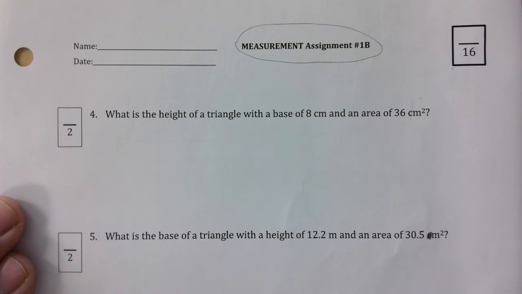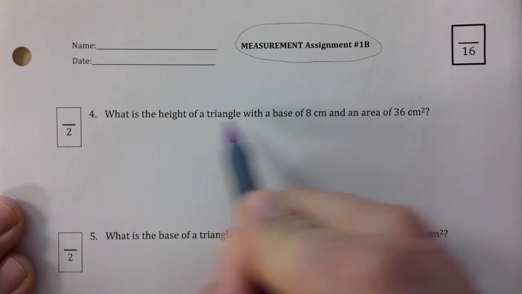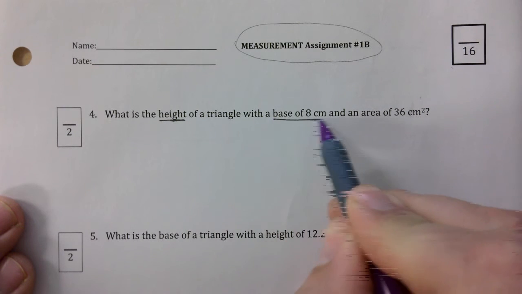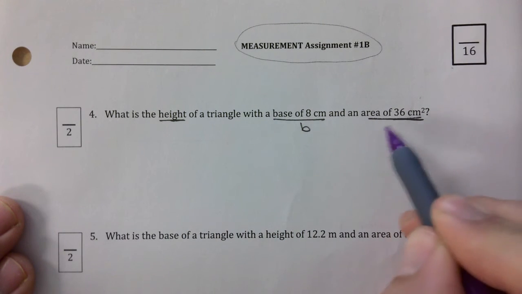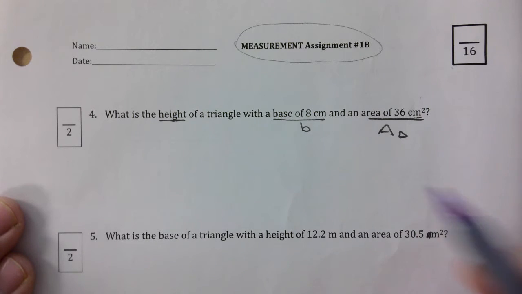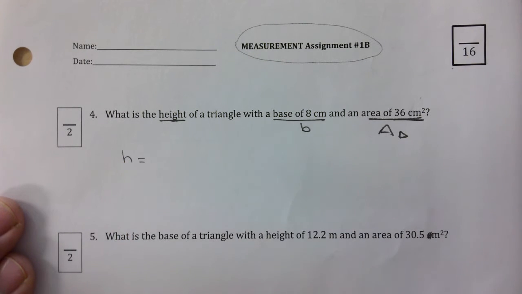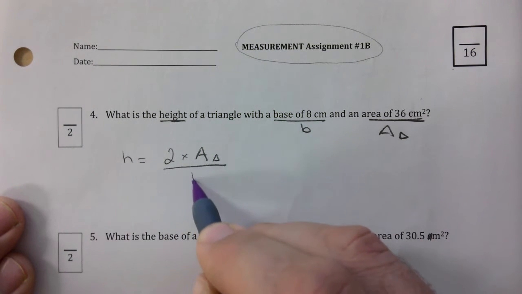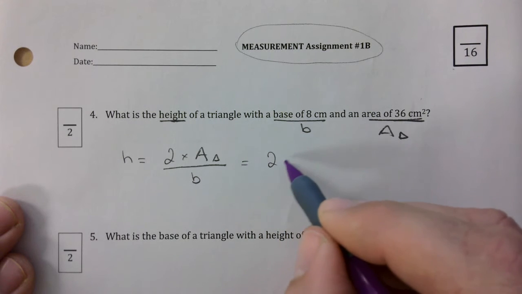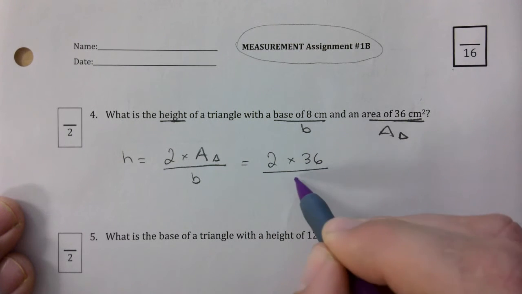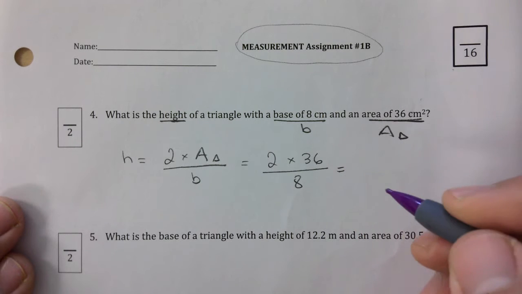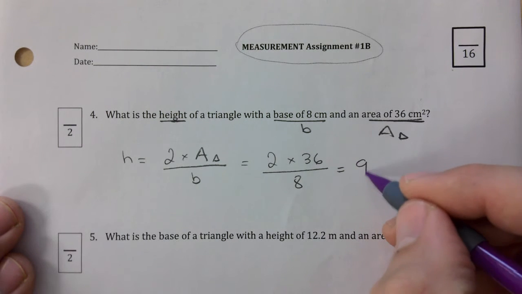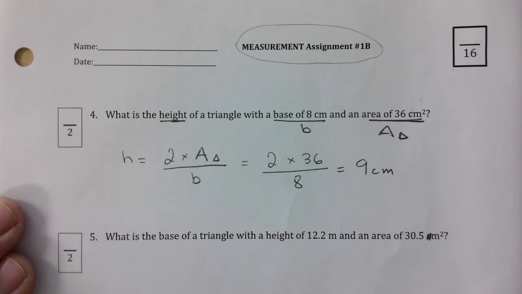Okay. So we want the height, given the base and the area of a triangle. Okay, so you should know to go and get that formula, right? 2 times area of triangle divided by base. That's what it's going to be. So it's 2 times 36 divided by 8. And what is that? 9 centimeters. So we got it. Okay.